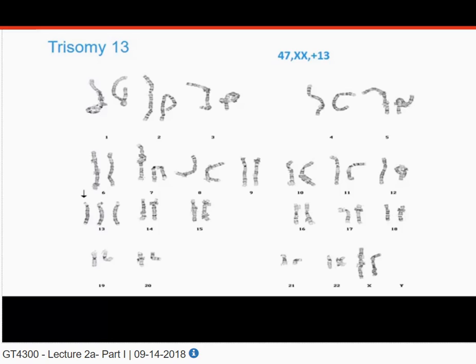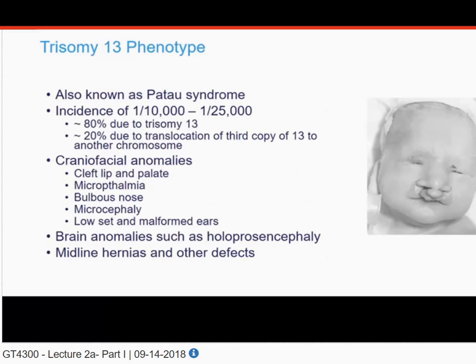Okay, let's do trisomy 13, then we'll take a break. Again, you can see how much larger the chromosome 13 is than 21. So this one is quite severe. The phenotype is one where a layman would look at the baby and immediately know something's wrong. Again, it's named for the physician who first described it, but usually it's called trisomy 13.